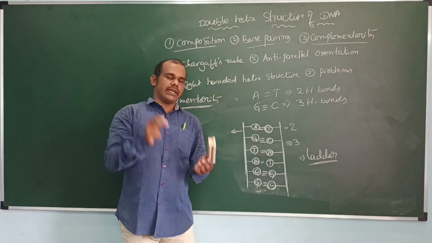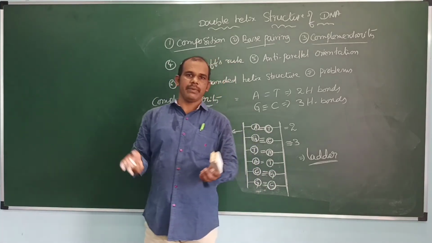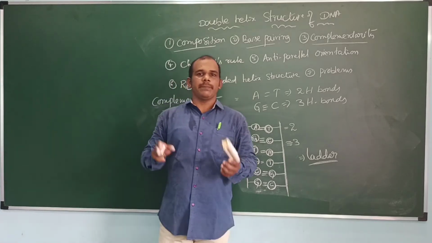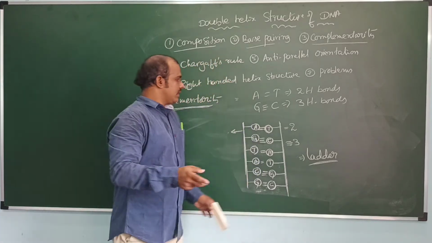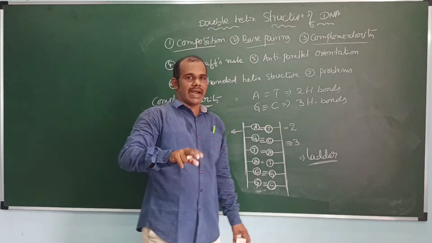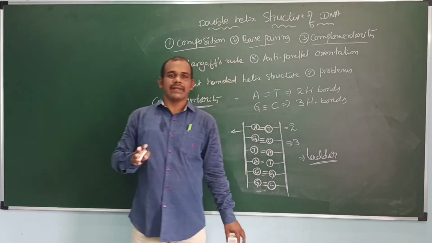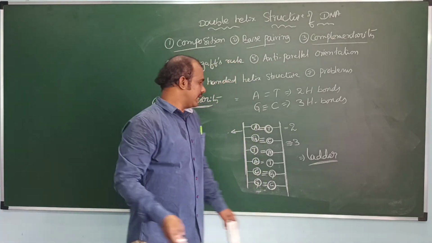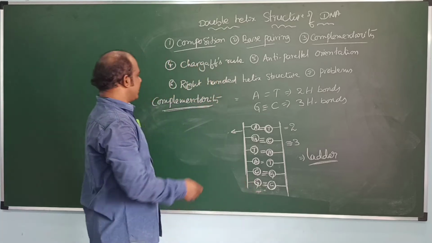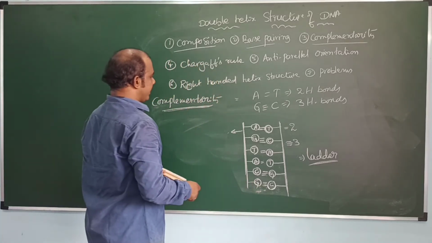Complementarity means adenine must pair with thymine only, guanine must pair with cytosine only. There are two hydrogen bonds between adenine and thymine, and three hydrogen bonds between guanine and cytosine. This is called complementarity.